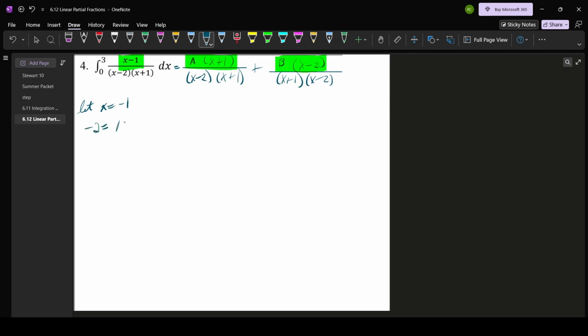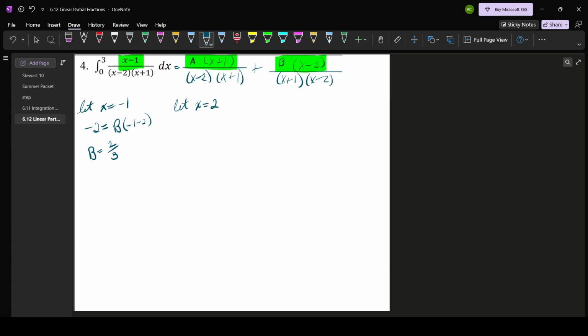equals a times -1 plus 1. Not 0, it cancels out. So b times -1 minus 2, which is -3. So b is 2/3. Now for the other side, let x equal 2.